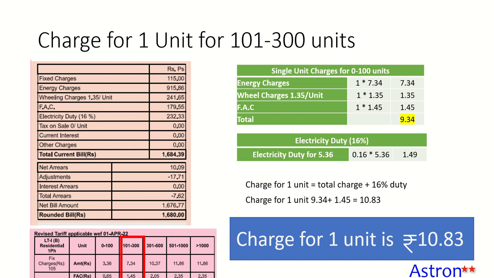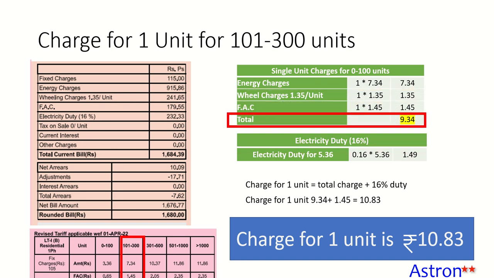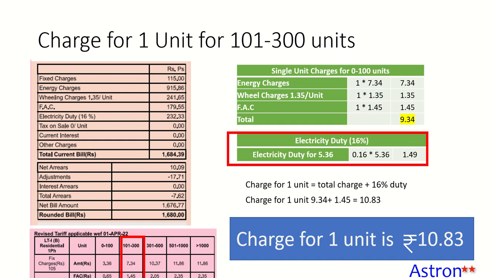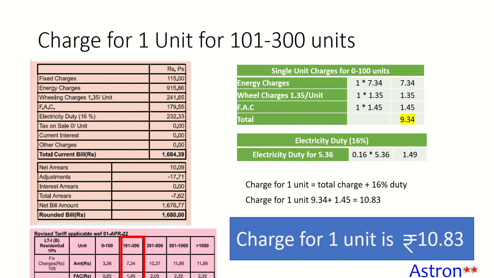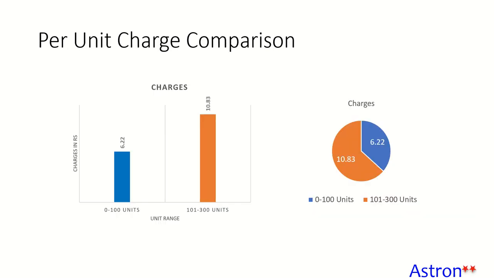And when unit consumption crosses the 100 units, then we are paying this much: 9.34 total charges, and electricity duty of 1.49. So the total becomes 10.83 rupees after 100. This chart explains that within 100 units we are paying 6.22 per unit, and after 100 units we are paying 10.83 for each unit.